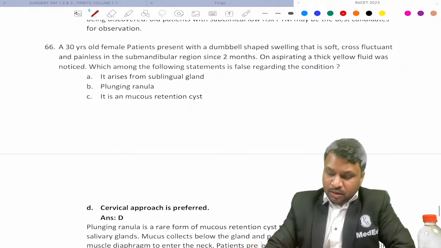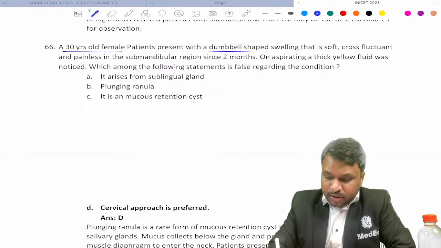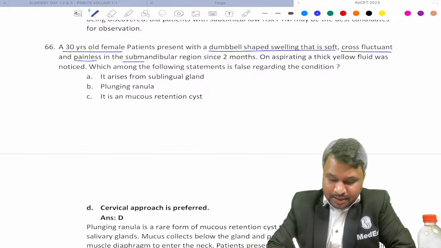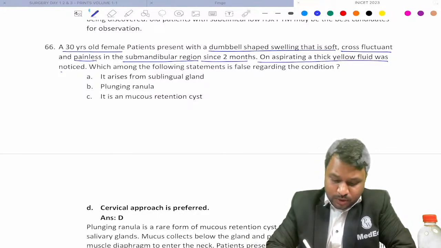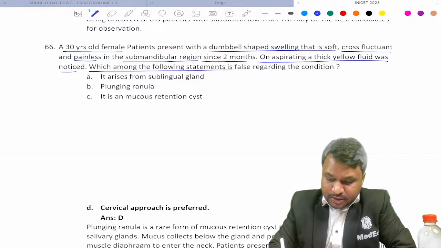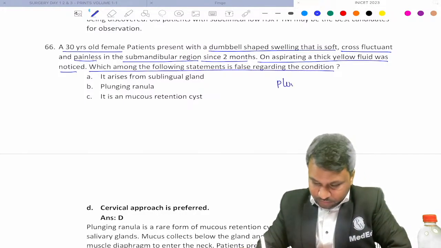Now, we have a 30-year-old female with a dumbbell-shaped swelling that is soft, cross-fluctuant, painless in the submandibular region since 2 months. On aspiration, a thick yellow fluid was noticed. Which of the following is false regarding this? What is this condition? This is what we call a plunging ranula.